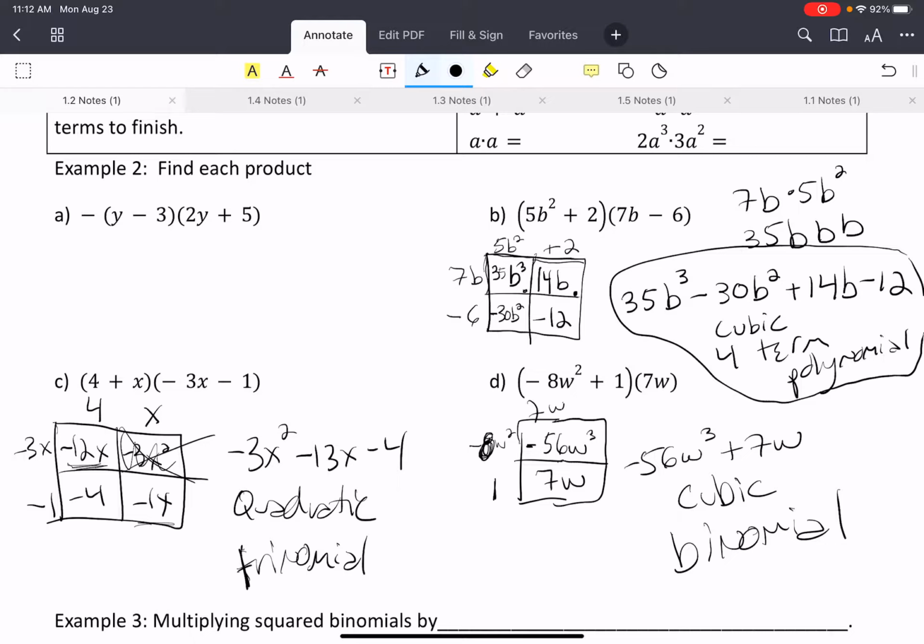Okay, now let's look at the hardest one, A. But what I want you to do is pretend like the negative isn't there, okay? If I pretended like that negative isn't there, it would be a 2 by 2. Again, the easiest way to deal with that negative is just to pretend it's not there.